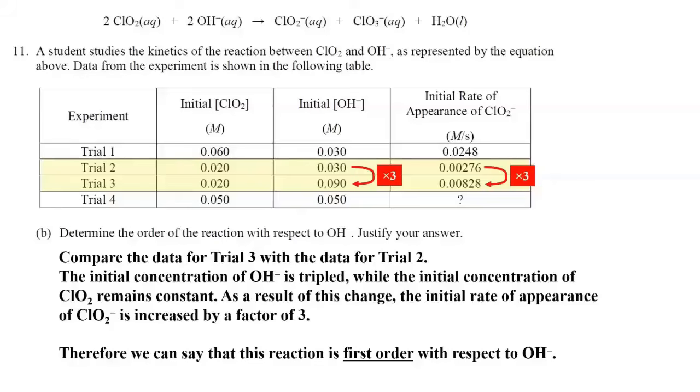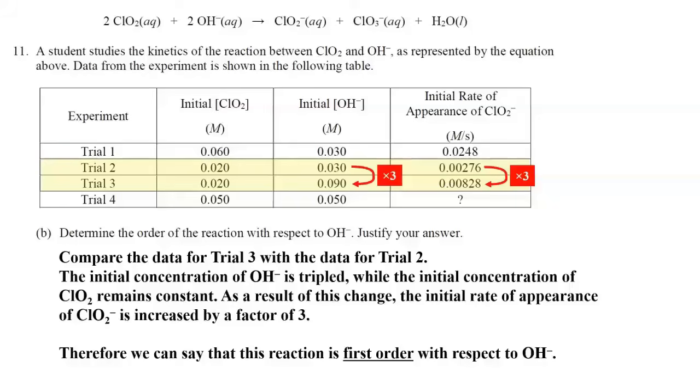So compare the data for trial 3 with the data for trial 2. The initial concentration of hydroxide is tripled while the initial concentration of ClO2 remains constant. As a result of this change, the initial rate of appearance of ClO2-, which is one of the products, is increased by a factor of 3. In other words, it's also tripled. Therefore, we can say that the reaction is first order with respect to hydroxide.